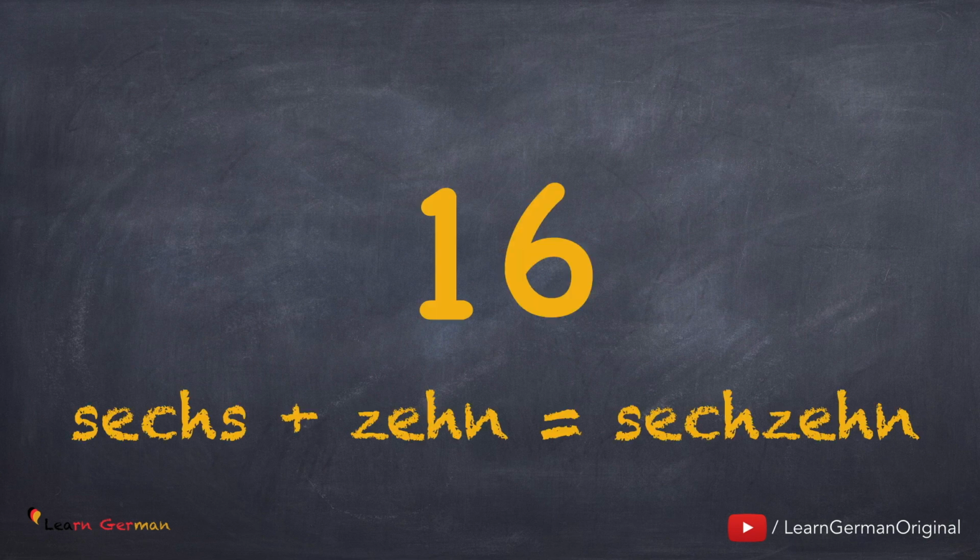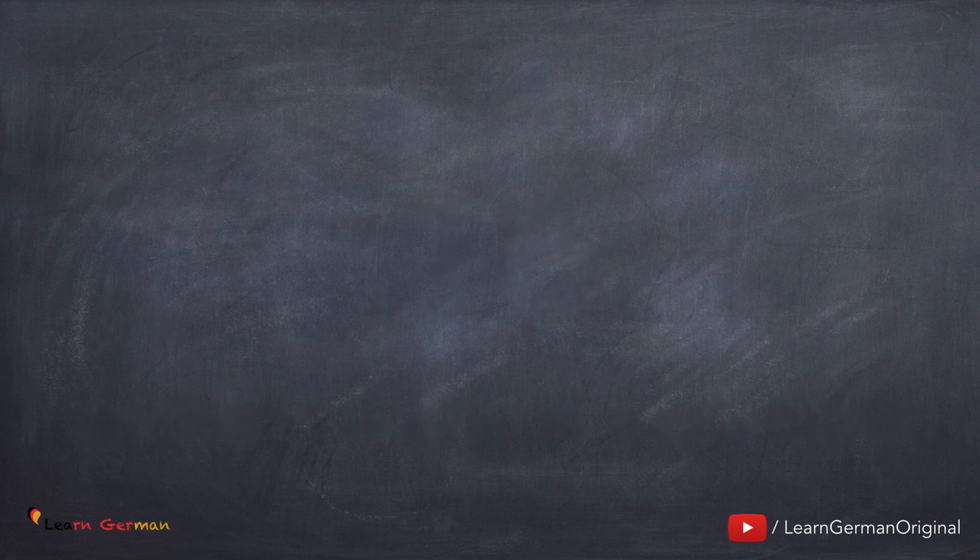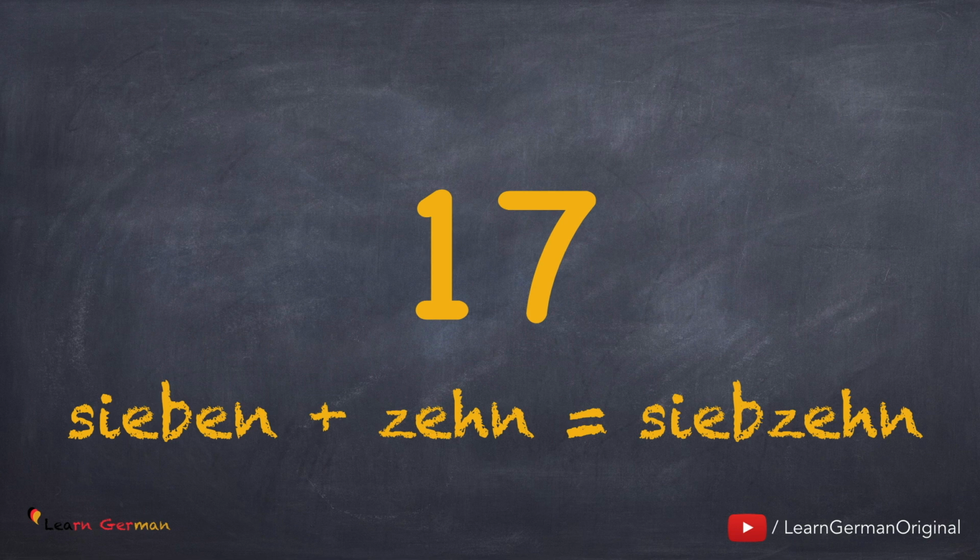Sechzehn. Once again, sechzehn. Well, in this case, you do bring 6 and 10 together, but 6 is used without S. This is to make the pronunciation easier. Also, the next number is slightly exceptional. Instead of siebenzehn, you say siebzehn. Once again, siebzehn. In this case, you remove the en from sieben and add it to the zehn. Siebzehn.